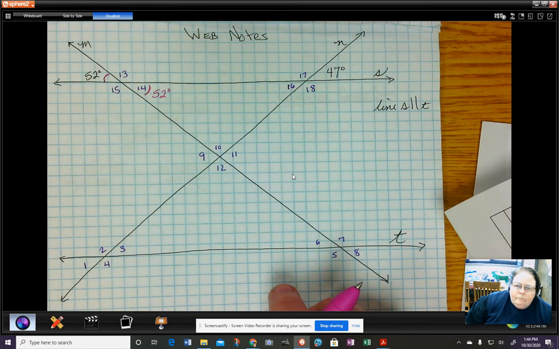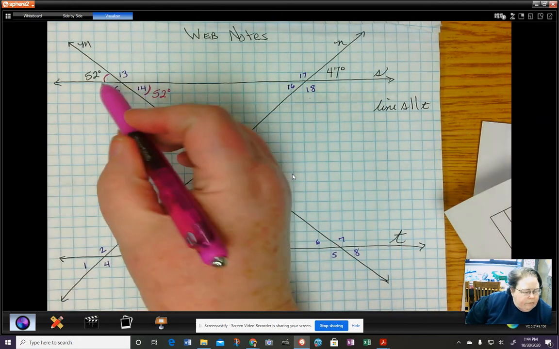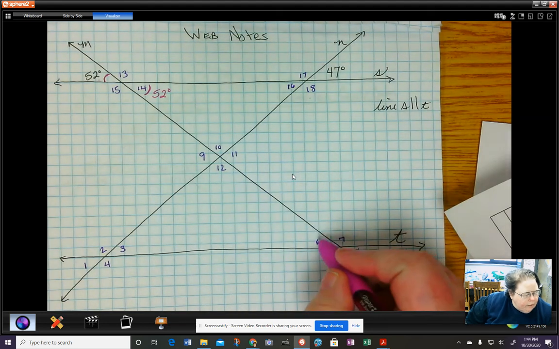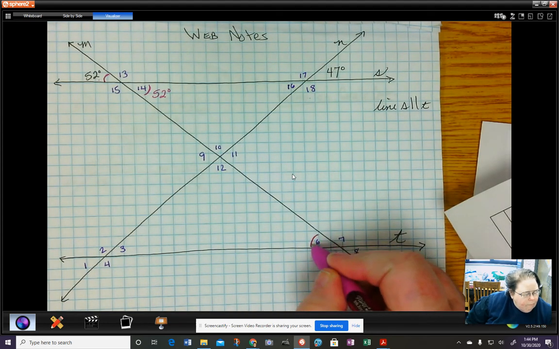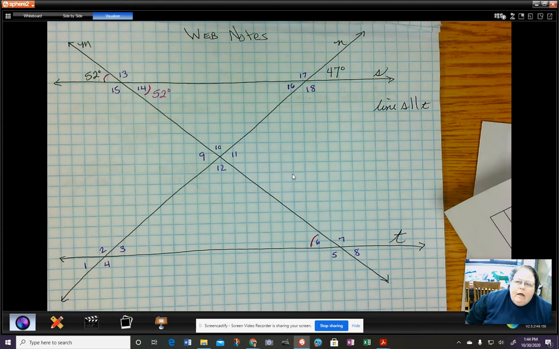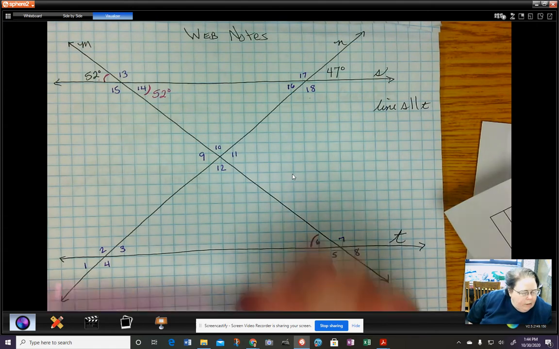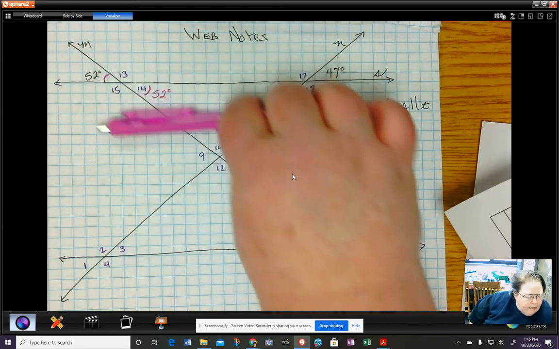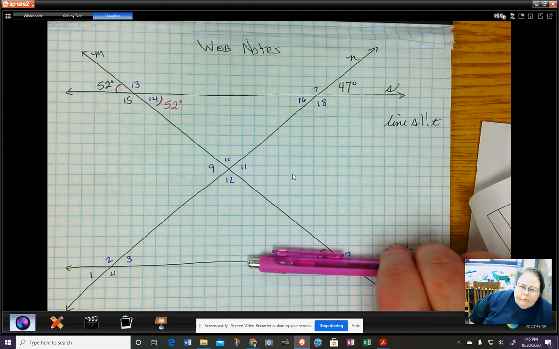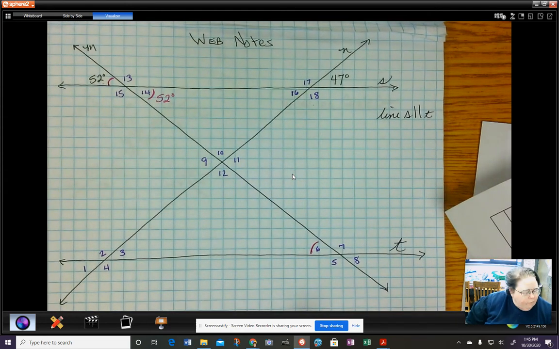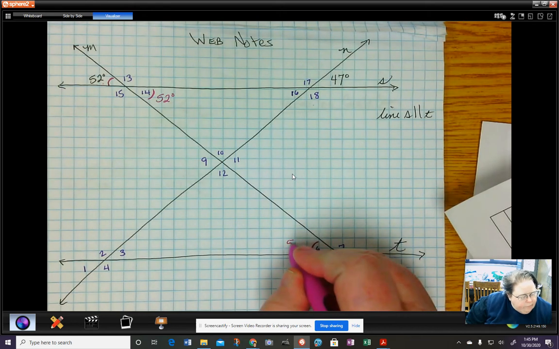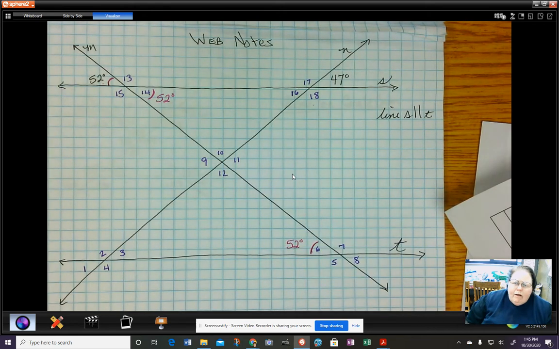I know that this angle 52 is also congruent down here to angle 6. How do I know that? They are corresponding angles. You take this line and you slide it down the transversal, and they're the same angle. So angle 6 is 52 degrees. Is it okay I'm going out of order? Sure. They weren't given to me in any order, so I'm going in any order. But you do notice I'm going on the same transversal. Okay?